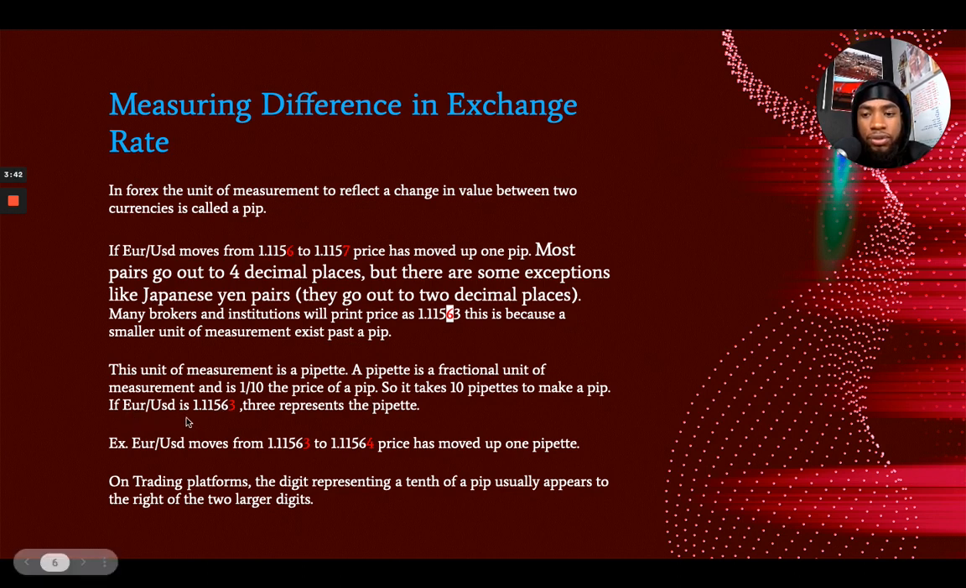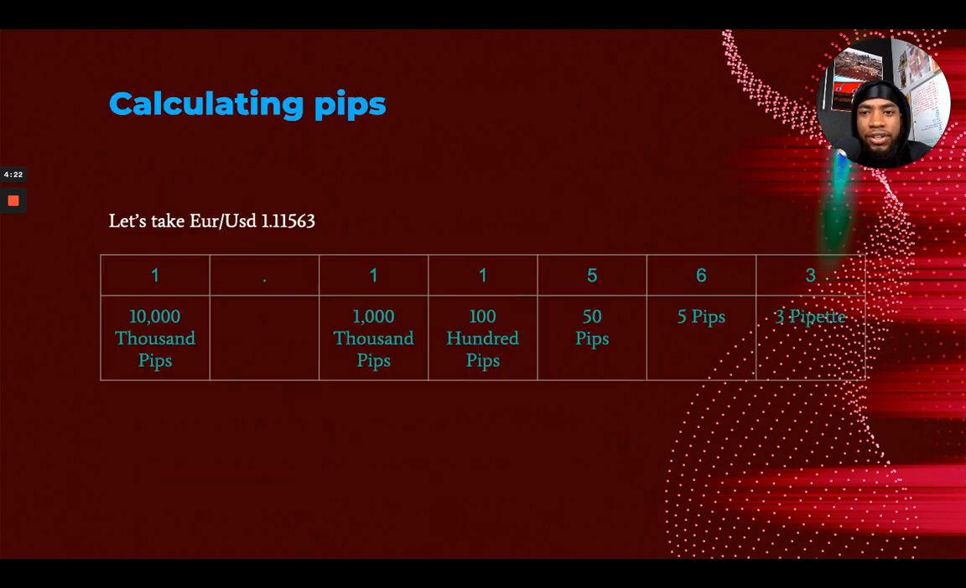So if Euro USD is 1.11563, the 3 is going to represent the pipette in this currency pair exchange rate price. So, example, if Euro USD moves from 1.11563 to 1.11564, prices now just moved up 1 pipette. On trading platforms, the digit represents 1/10 of a pip. It usually appears to the right of the two larger digits. So, you'll typically see on MetaTrader 4, if you have it in the advanced view, the pipette will actually be in the corner, up higher, a smaller number up higher. It kind of looks like an exponent to that number, which is kind of funny.